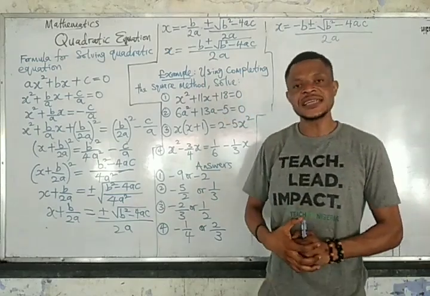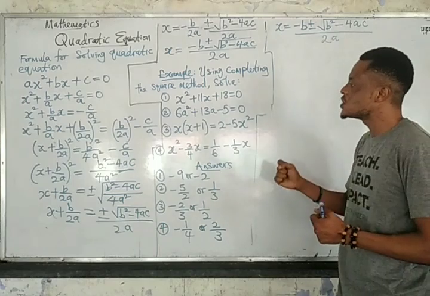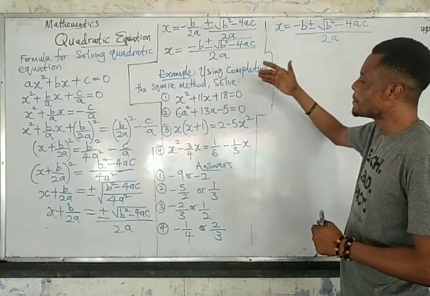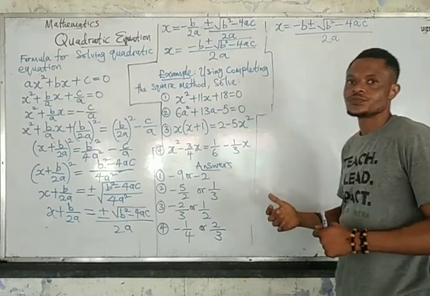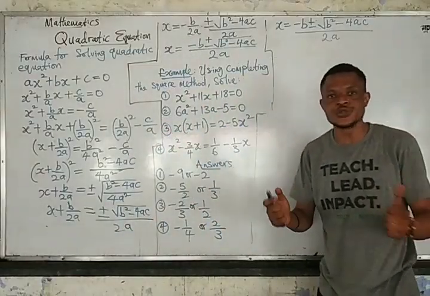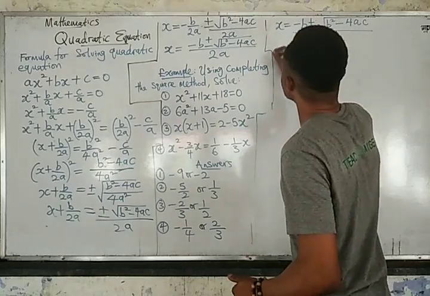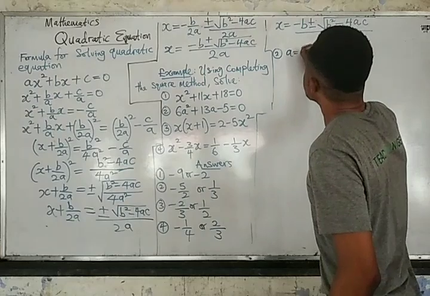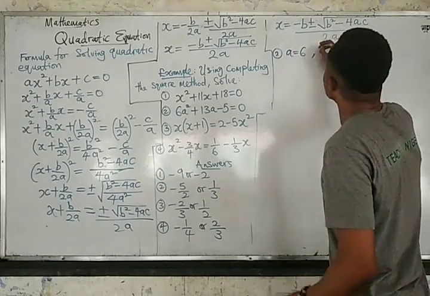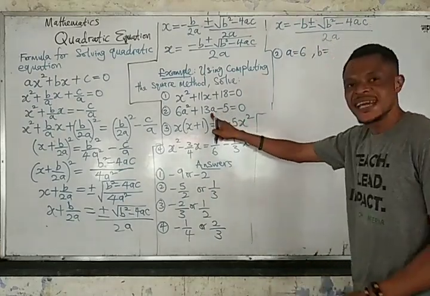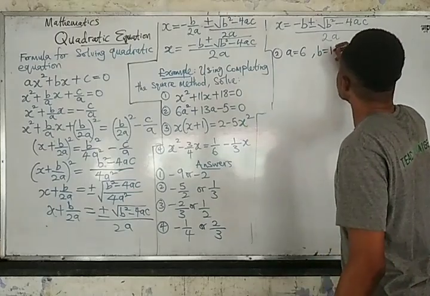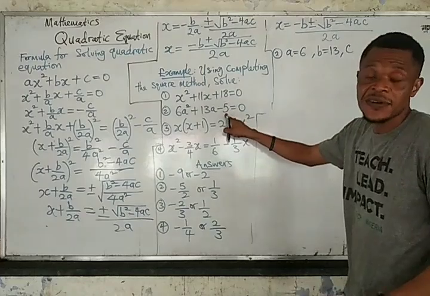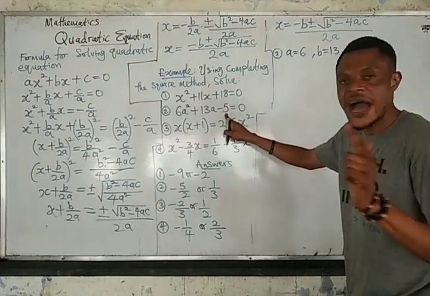For the purpose of this class, we are going to solve questions from question number 4 and question number 2. So starting with the question number 2. Here, our a is 6, the b is 13, and the c, which is the constant, is not 5 but rather minus 5.